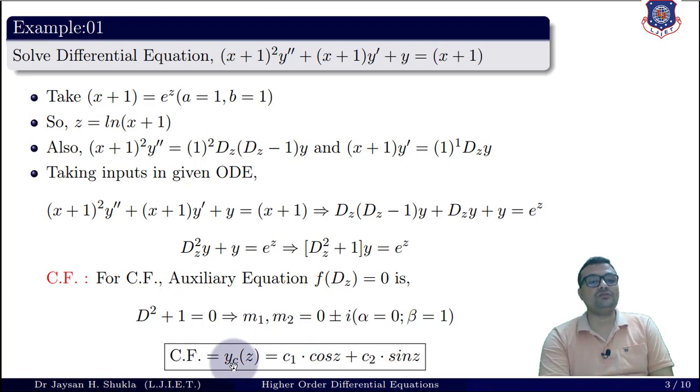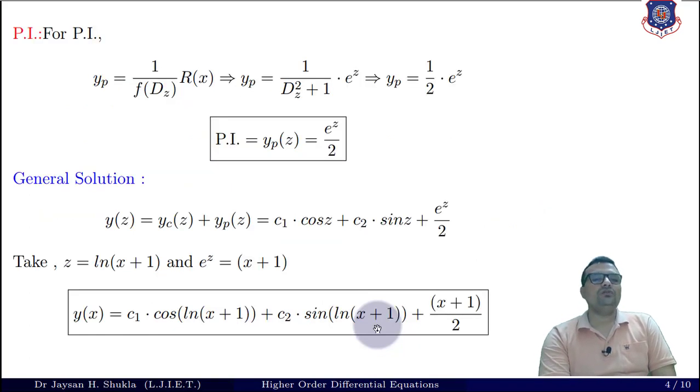So the complementary function y_c(z) is c1 cos z + c2 sin z. In place of x, simply I am taking variable z. The rest of the methods are the same. Now, for the particular integral, we have 1 upon f(D_z) times e^z. Here we have e^z, so we can treat this as direct method case 1. Replacing D_z with 1, it gives me 1 upon (1² + 1) e^z. So the answer is 1/2 e^z, and therefore the particular integral is e^z/2.